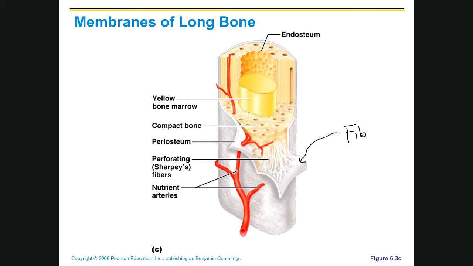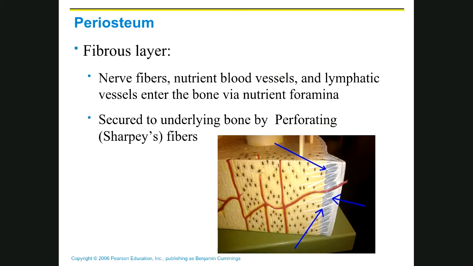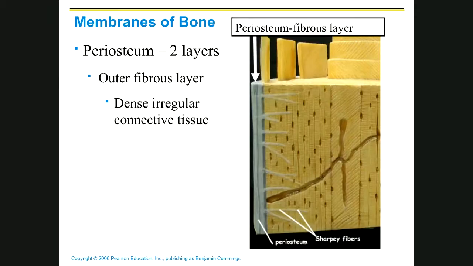So the fibrous layer is strong. And so it provides an anchor for things like tendons and ligaments. It also protects the bone. And it's also how the blood vessels and nerves are going to get in, because they travel with this periosteum. Well, if we look here, here's the outer layer right here. And if we look here, here's the outer layer right here.